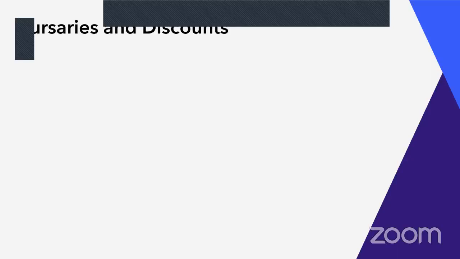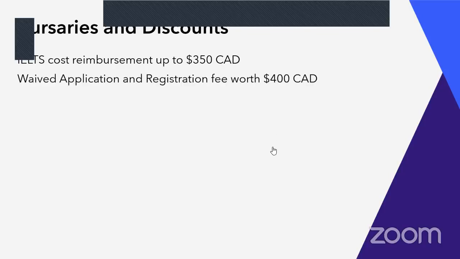So do we have any bursaries or discounts for this program? Yes, we do, for this year only. So it's not late yet. We still have the October intake, which is the fall intake. If you join that, we will reimburse your IELTS cost. So if you take your IELTS and you complete everything, we will deduct 350 Canadian dollars from your tuition. Also, for this year only, for the October intake, we will waive your application and registration fee worth $400. So in total, you'll be saving up to $750 when you enroll this year only, 2022 intake.